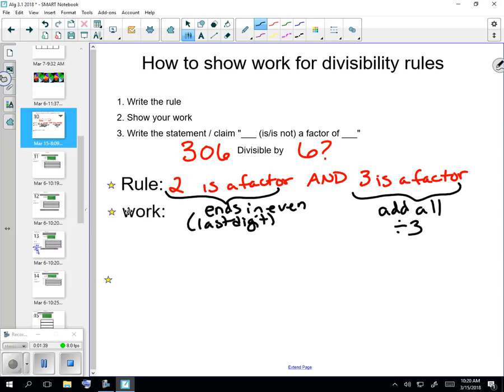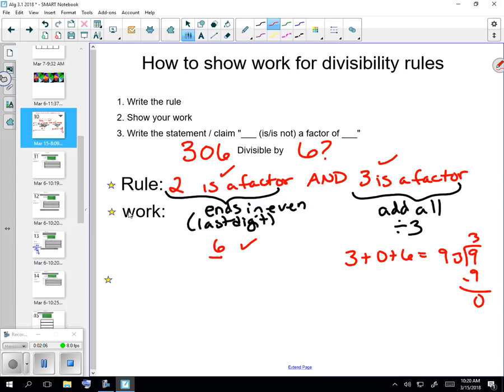Let's show our work. First, we're going to check if 2 is a factor. 6 is even. So 2 is a factor. Add all, divide by 3. 3 plus 0 plus 6 equals 9. 9 divided by 3 is 3. No remainder, no decimals. So 3 is a factor.